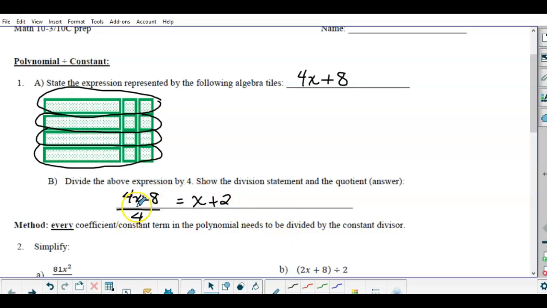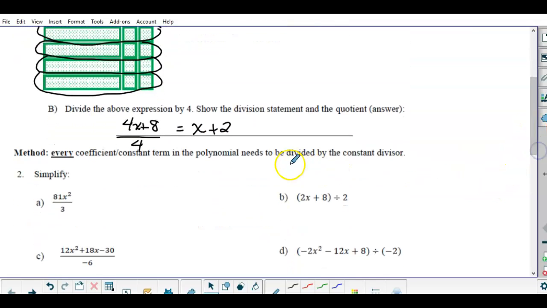So that's one x and two ones. Okay, so look at what happens here. As I've got the method written out, every coefficient and constant term in the polynomial needs to be divided by the constant divisor. So 4 divided by 4 is 1. We don't have to show the 1. And then 8 divided by 4 is 2. So you just have to treat every term equally, just like when you were distributing by a constant. Every term got multiplied by the number. Now every term gets divided by it.